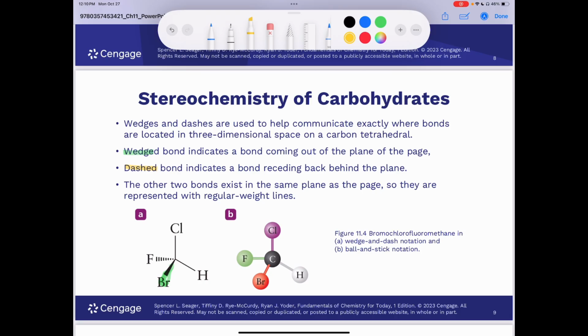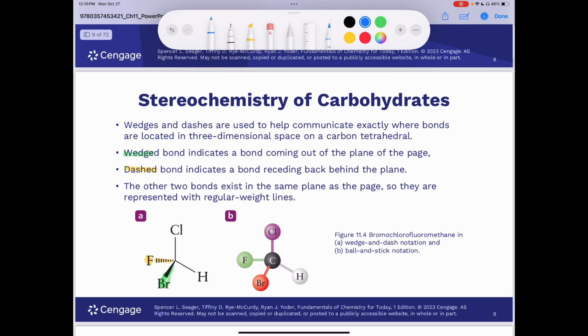If we use a dash, it means the opposite. So you can see the dash going to the fluorine means the fluorine is going back behind the plane of the screen or the page. And then the last two bonds, the bond to the chlorine and the bond to the hydrogen, those bonds are in the plane of the page, and so we just represent them with regular weight lines.